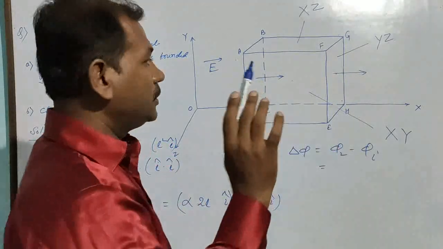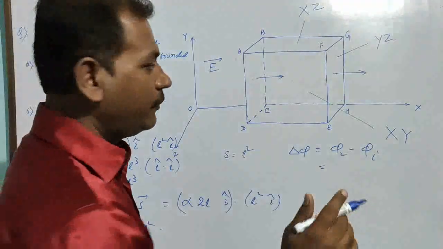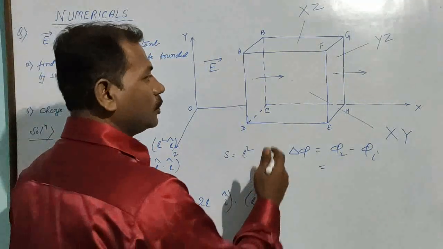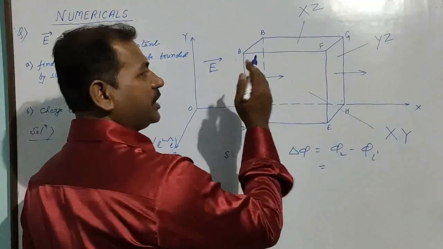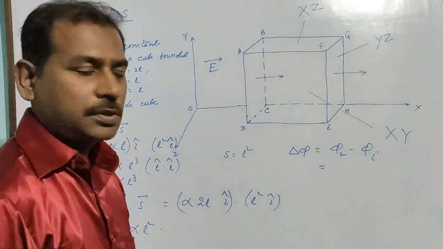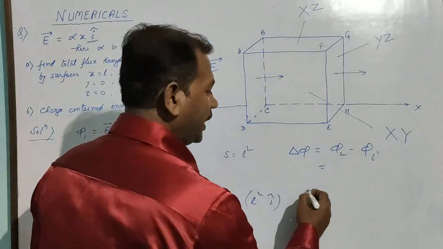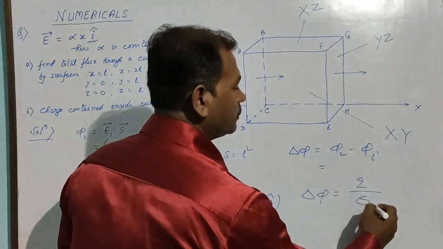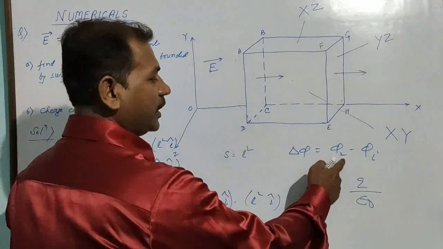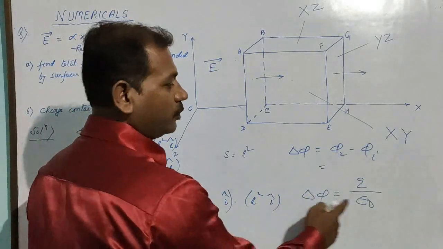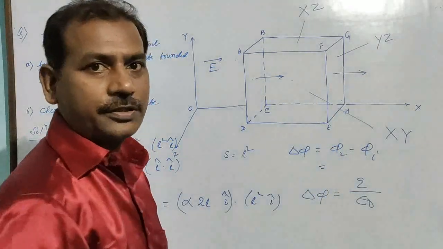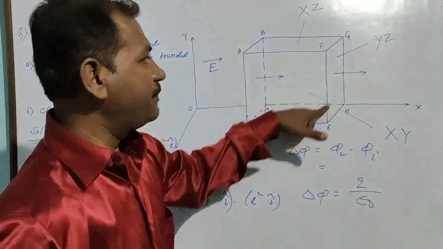Right? So net flux is equal to this much. If anybody asks you how much charge is being enclosed within it, then you know the formula. Net flux is equal to total charge enclosed by epsilon naught. This value will come here. If you multiply with epsilon naught, then that will become the charge enclosed within it if the free space is there.